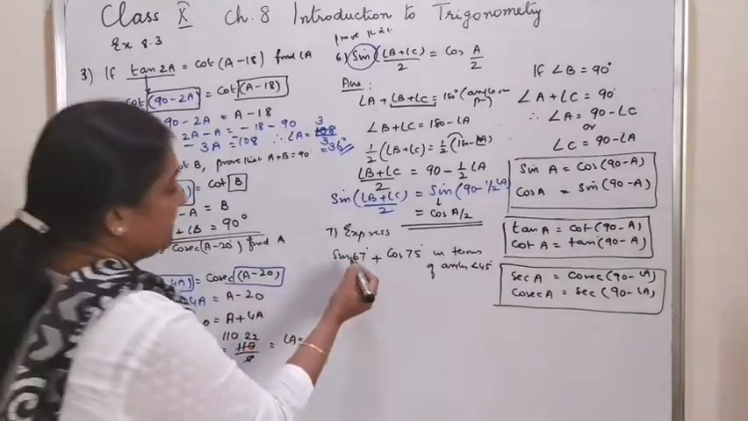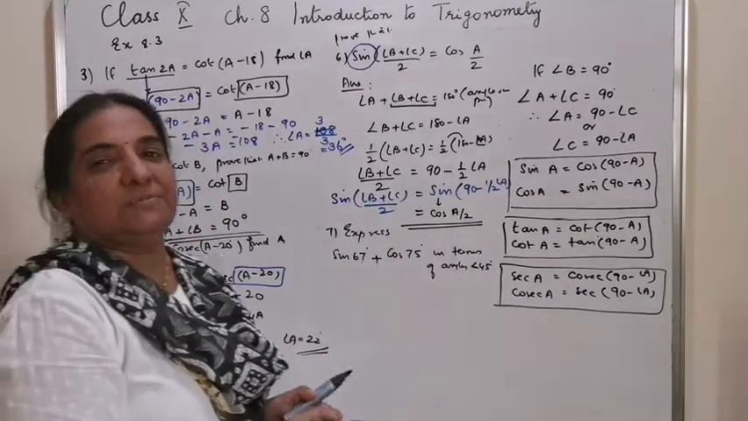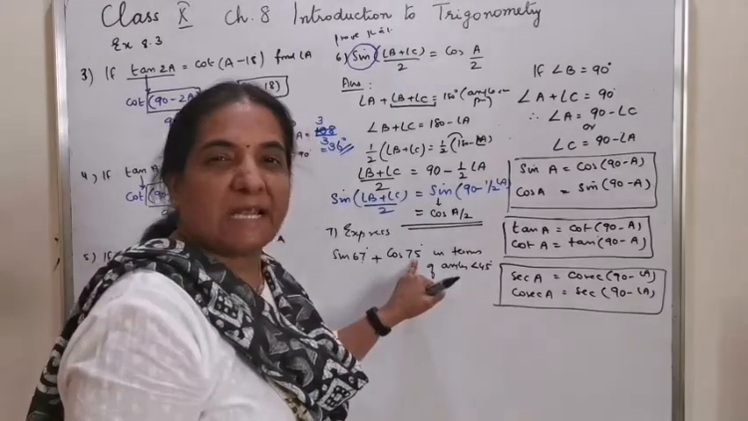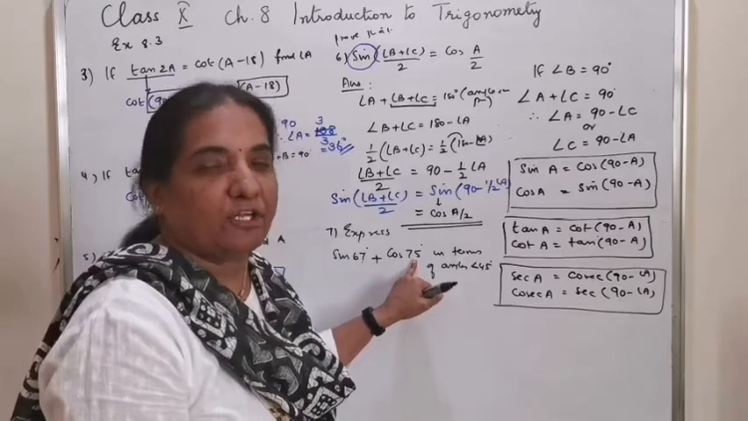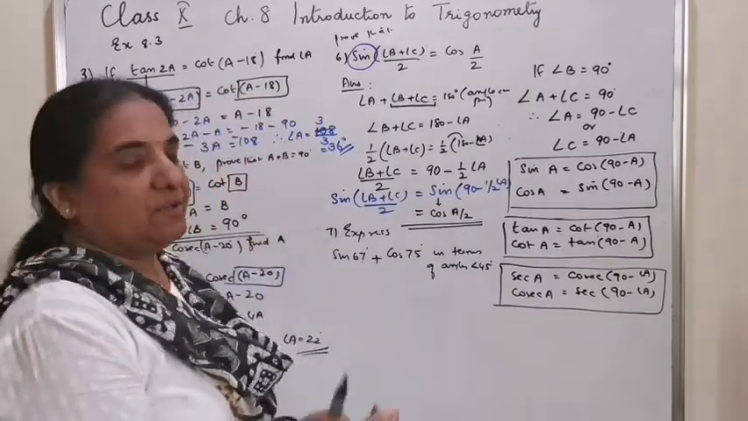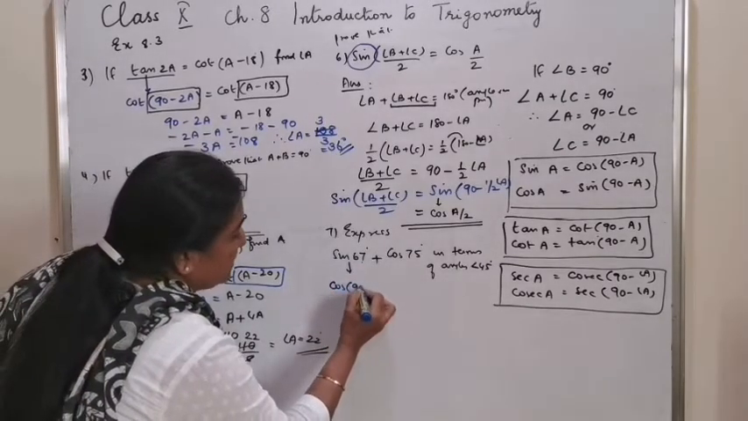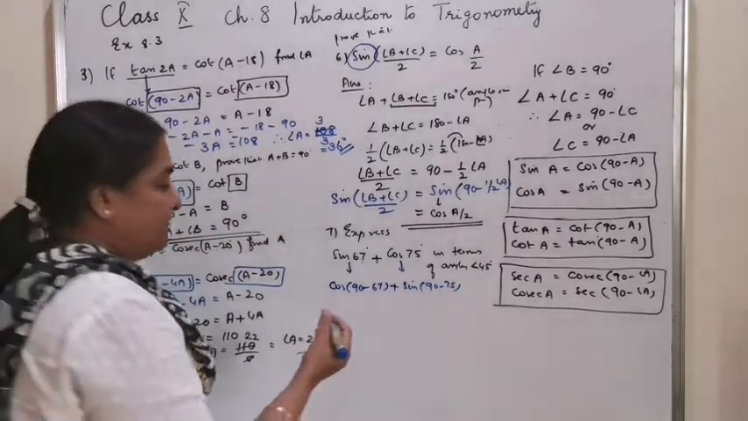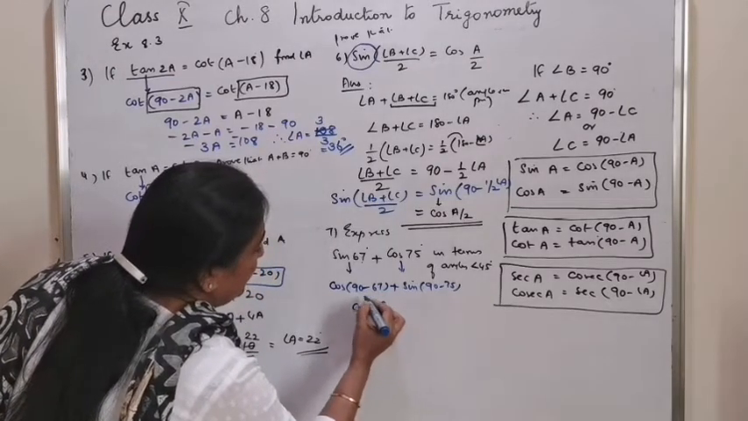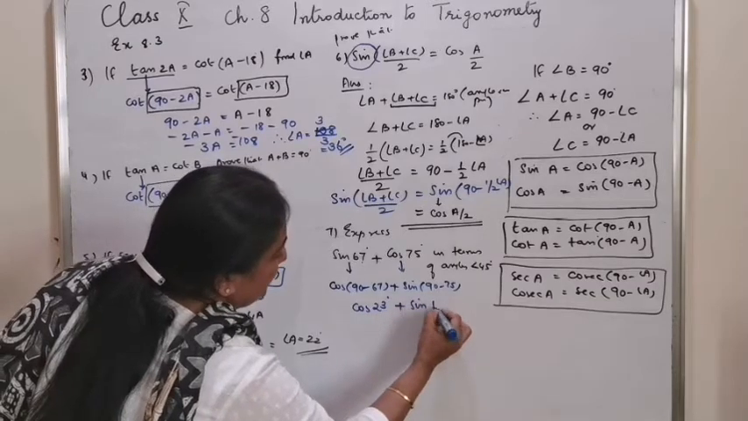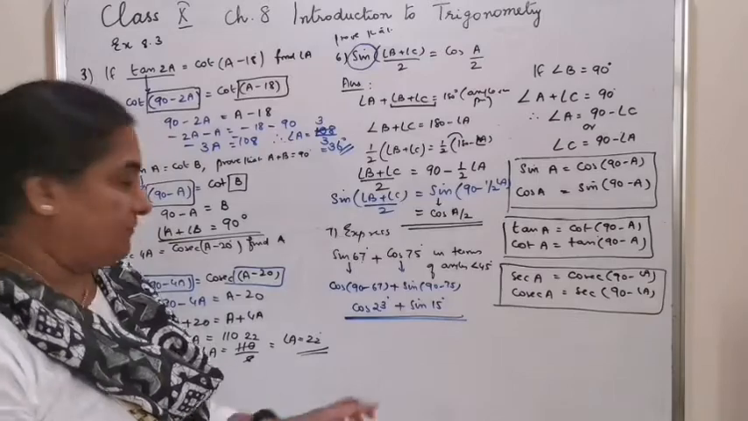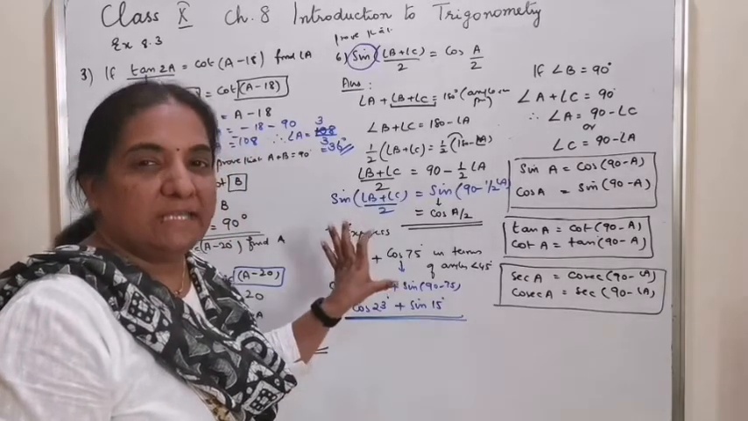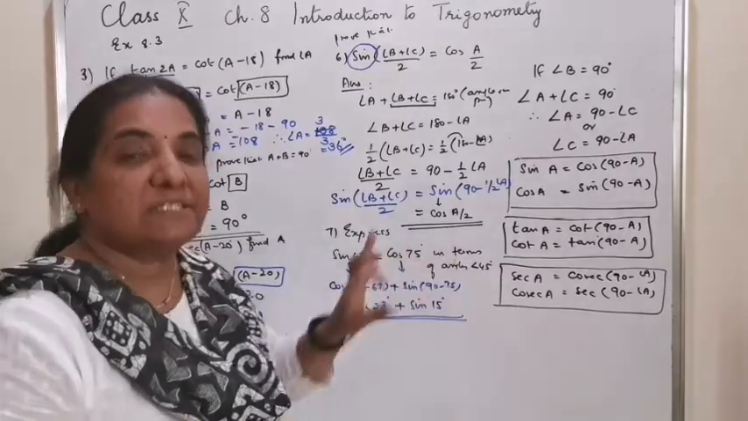The last question is: express sine 67 and cos 75 both in terms of angles less than 45 degree. 67 is an angle more than 45 degree, 75 is an angle more than 45 degree. We have to bring them below 45, which means change both the trigonometric ratios. That means sine 67 will become cos(90 minus 67), plus cos 75 becomes sine(90 minus 75), or cos 23 plus sine 15. The answer is cos 23 plus sine 15. Now see, 23 degree is an angle below 45, 15 degree is an angle below 45 degree. Only in this question we are changing both the ratios as per the question.